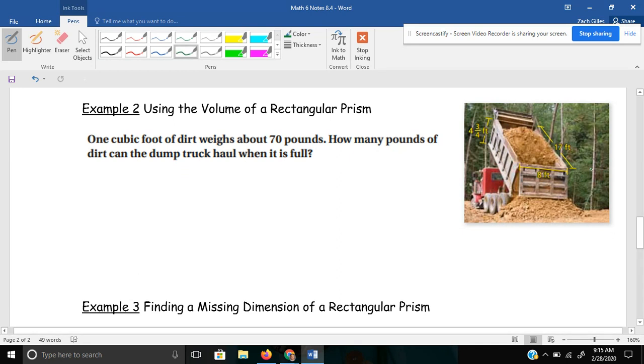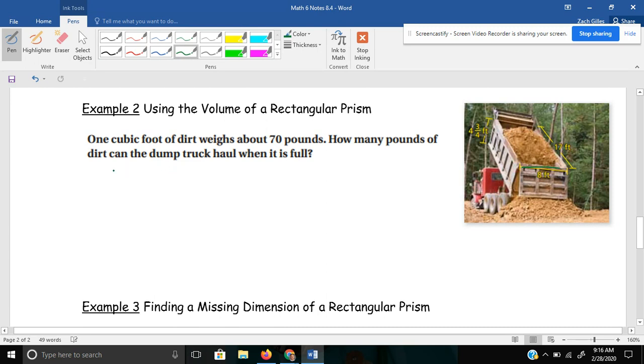In example 2, we're not talking about water, but it's kind of a similar question. We're talking about some good old-fashioned dirt here. 1 cubic foot of dirt weighs 70 pounds. Wow, that's a lot. That's heavy, right? But you probably know that if you've ever dug a hole before. It's hard work, right? 1 cubic foot weighs 70 pounds. How many pounds of dirt can the dump truck haul when it's full? Holy cow. So first what we need to do is find the volume of our dump truck.